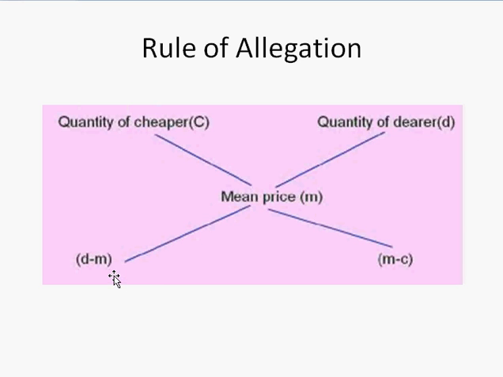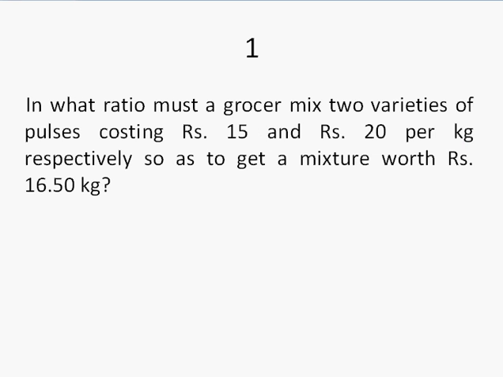So the ratio in which the rice should be mixed will be quantity of cheaper upon quantity of dearer is equal to d minus m upon m minus c. It will be more clear when we do the problem. So let me solve one problem for you. Here we go to the problem.